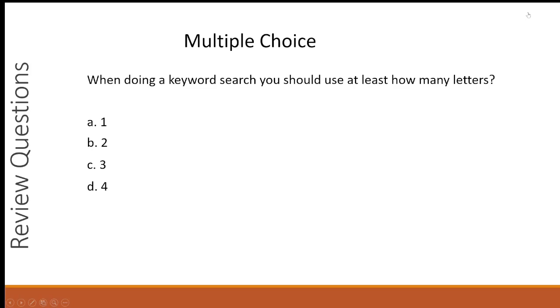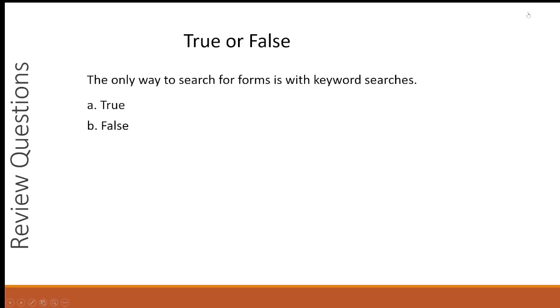When doing a keyword search, you should use at least how many letters? That should be pretty fresh in your mind. 3, minimum of 3 letters when doing a keyword search for forms. The only way to search for forms is with a keyword search. I think we did a search using what? The mnemonic, right? We used the mnemonic for the requisition maintenance. So you can do keyword search, you can enter the mnemonic for the form.